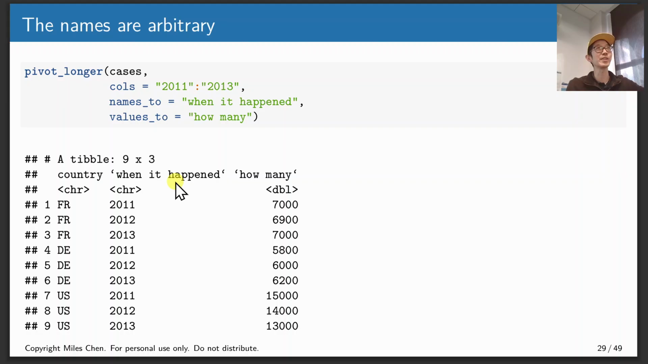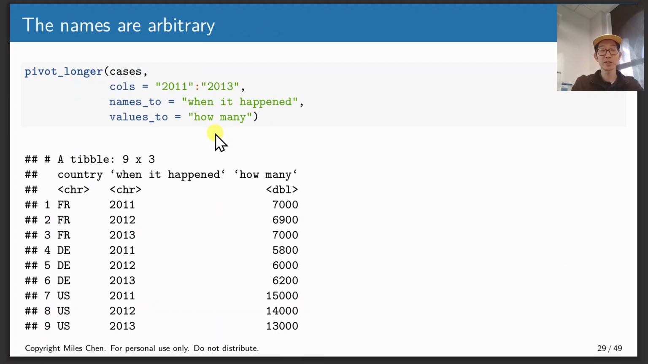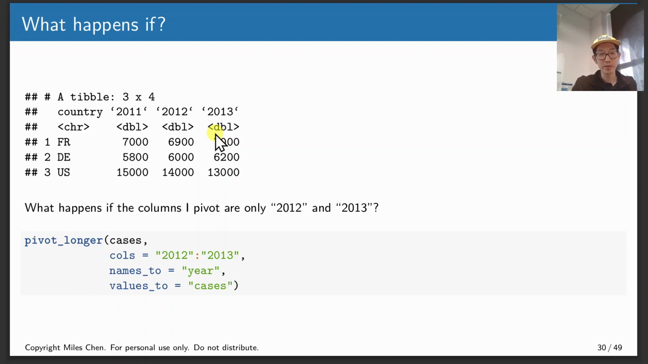You have to do $, and then backtick, and then the thing with the spaces. But technically it's allowed, okay? So here I created the column called "when it happened," and then this column is called "how many." And again, these are just arbitrary names. There's no actual meaning for it. Certainly years and cases make sense, but that's fine, okay?